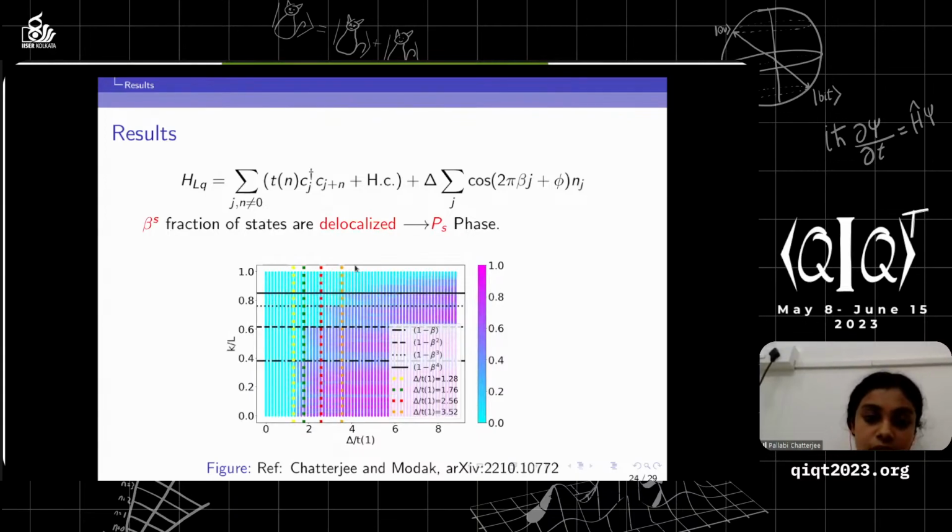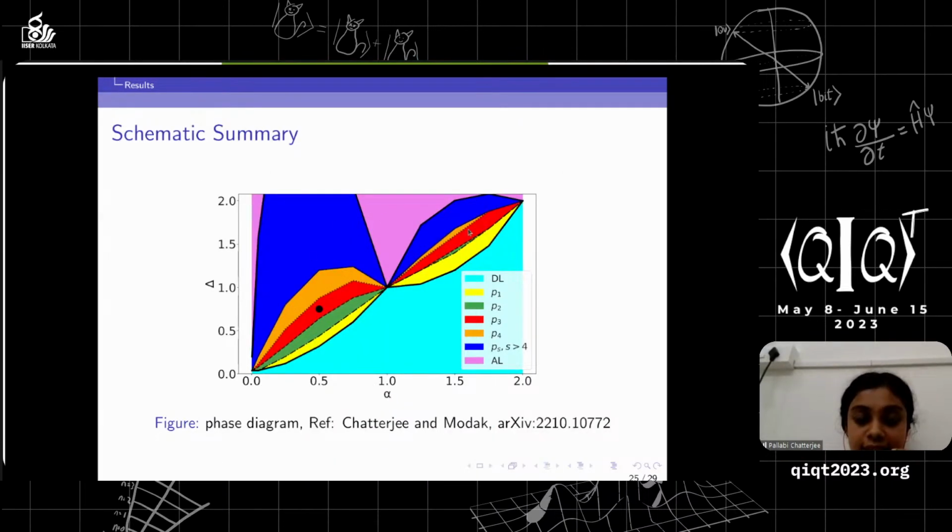Like this, one can go ahead, and if beta to the power s fraction of states are delocalized, we name this the PS phase. So this is the schematic summary of our work. This blue region is the delocalized states, and this pink region is the localized states, and these yellow, green, red, orange, blue regions are the PS phase regions, which have the mobility edge.